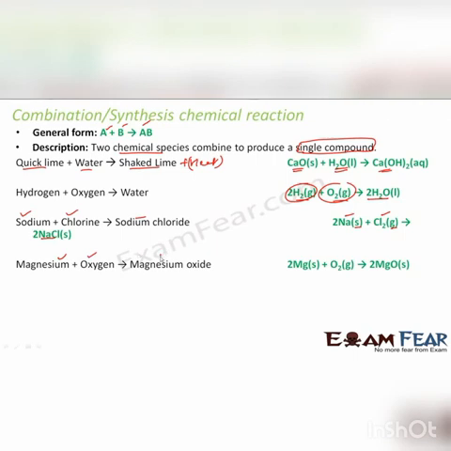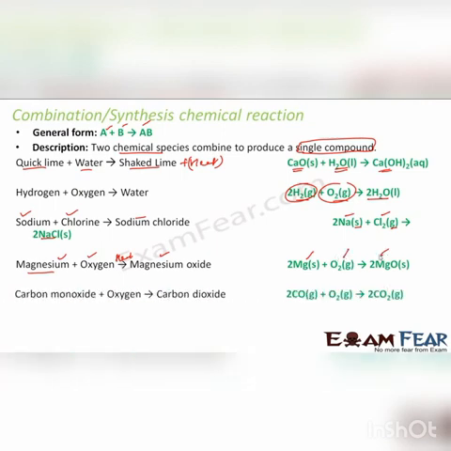So you have magnesium and oxygen. You add these two, you get magnesium oxide. This we have done actually. You have this magnesium ribbon, you heat this in presence of oxygen, you get magnesium oxide. This is also one combination reaction. We have two elements combined to get a single compound.